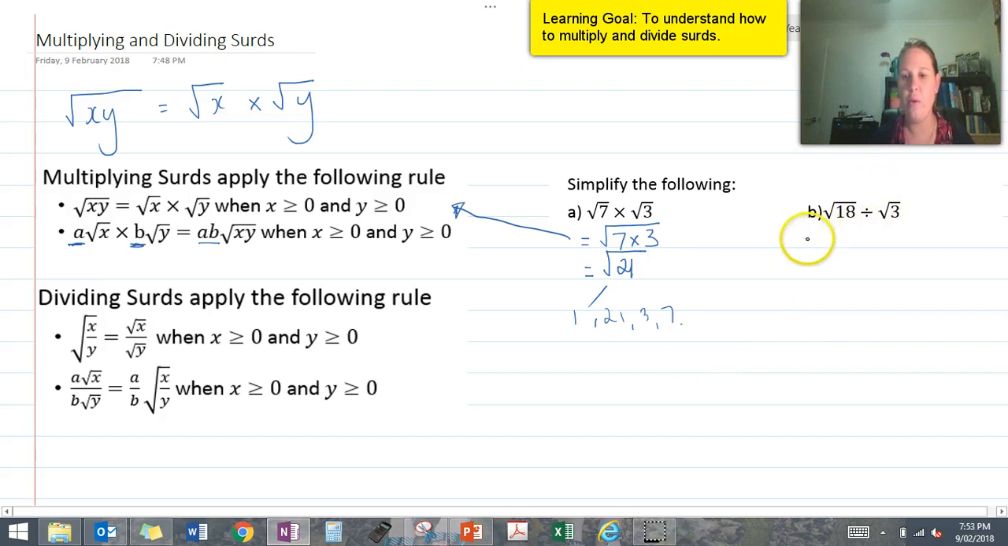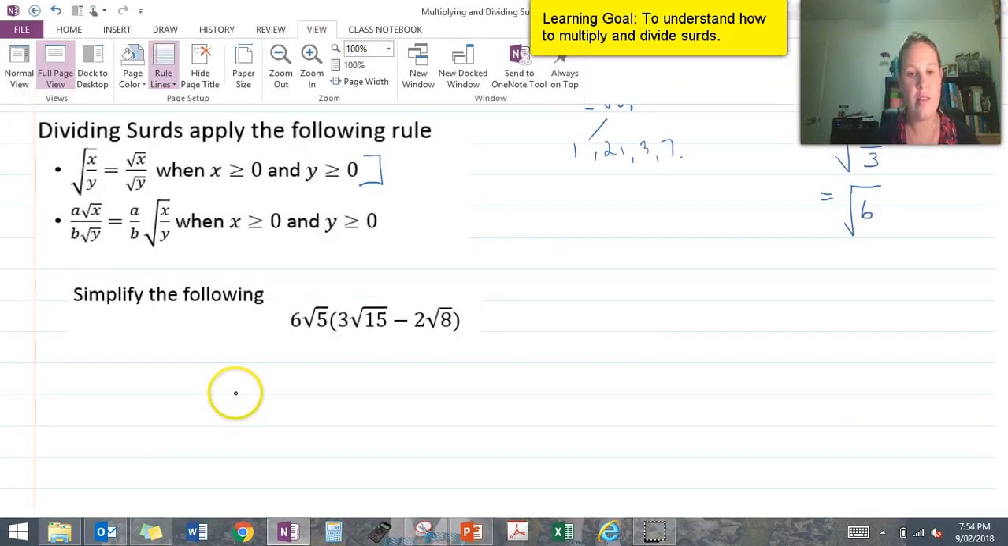For this one here, we can write this using our dividing surds rule, as the square root of 18 over the square root of 3, which is the same as the square root of 18 divided by 3, and 18 divided by 3 is 6, so that becomes the square root of 6. Okay, now let's have a look at a more complex example.